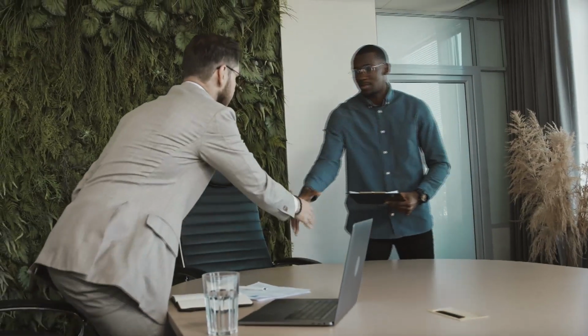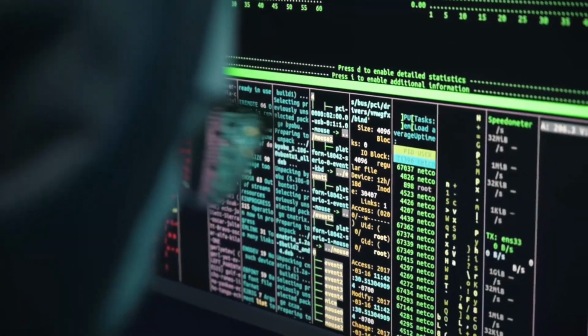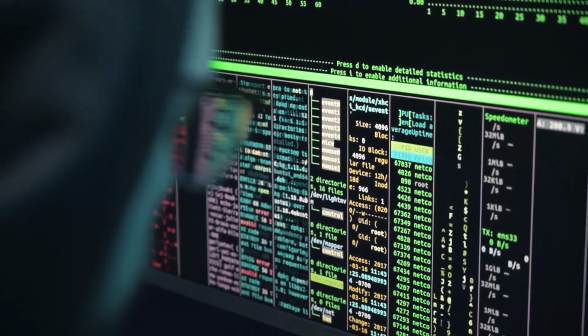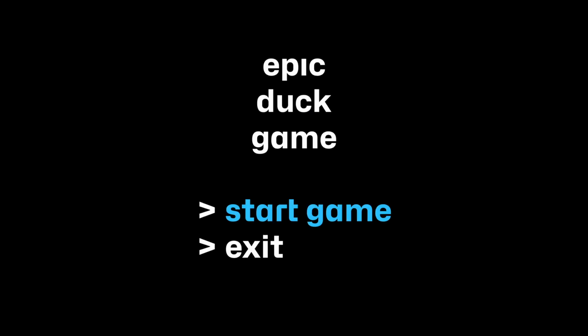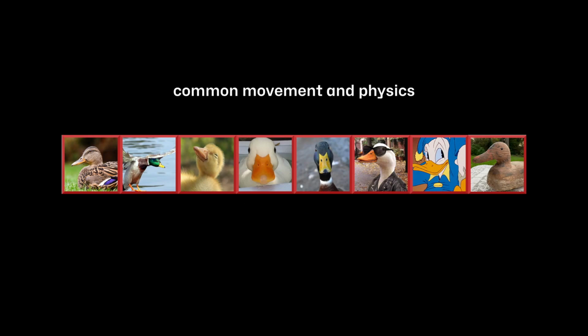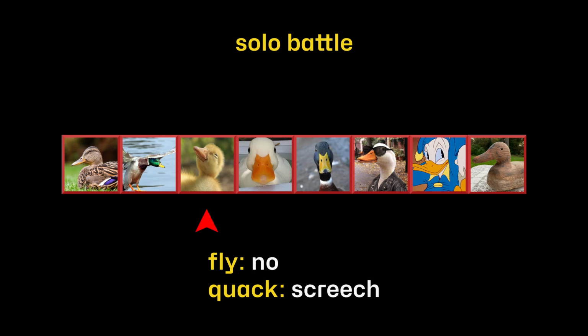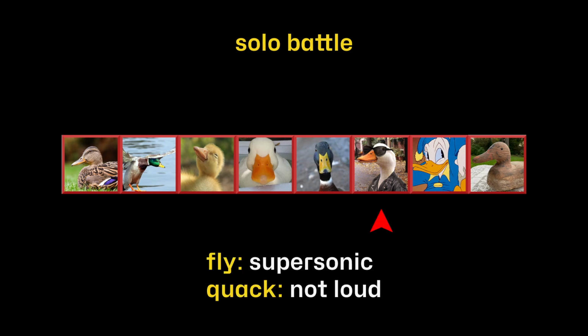Imagine a client has hired you for programming a video game, and one of the core features of this game is all of the playable characters are ducks. Every character is balanced because they have similar movement and physics, but each of them has two unique abilities, which are the way they fly and quack. The question is, how do we write code for this game?